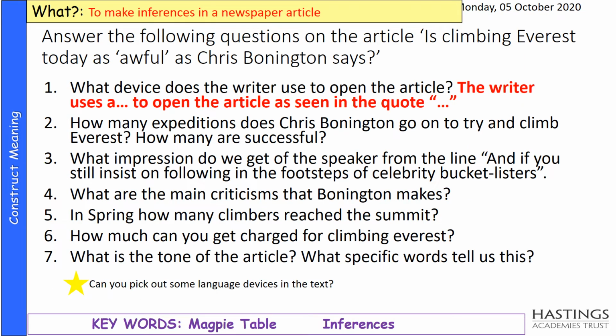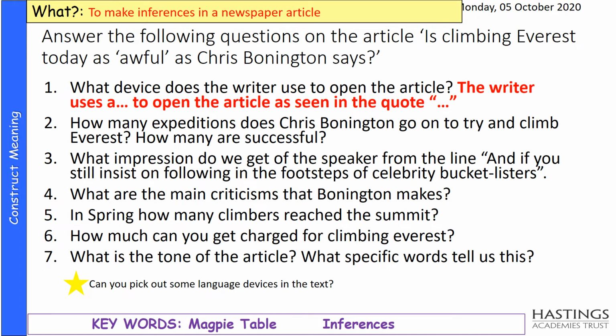So what I want you to do then is to answer these questions in full sentences. I've given you an example there for question 1. What device does the writer use to open the article? The writer uses to open the article as seen in the quote. And then I'll read out the rest of the questions for you.